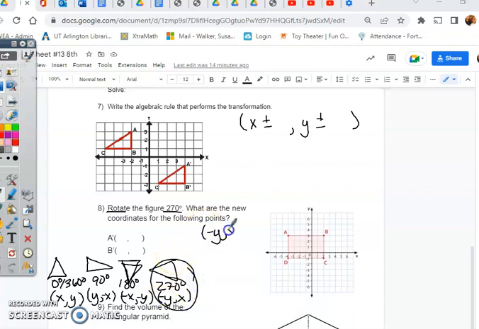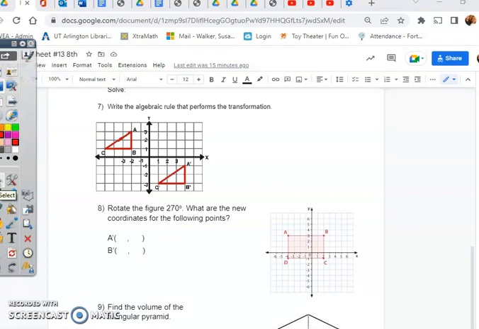Negative y, comma x. So I'm going to do A first. A, negative 4, 1, 2, 3. Negative 4, 3. Okay? So the y goes here, the x goes here. 3, negative 4. And then according to this, I changed the first sign. Your job is to do B. Do that one for me.